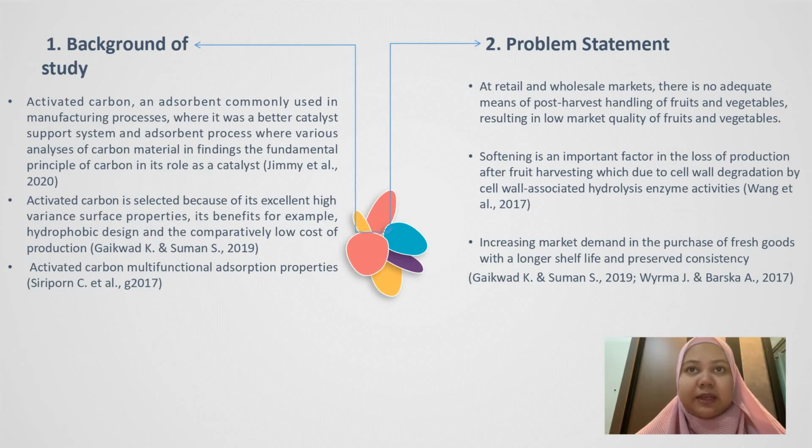In the problem statement, at retail and wholesale markets, there is no adequate means of post-harvest handling of fruits and vegetables, resulting in low market quality of the fruits and vegetables themselves. This is due to softening, which is an important factor in the loss of produce after fruit harvesting, caused by cell wall degradation by cell wall associated hydrolysis enzyme activities, thus increasing market demand for the purchase of fresh goods with a longer shelf life and preserved consistency.